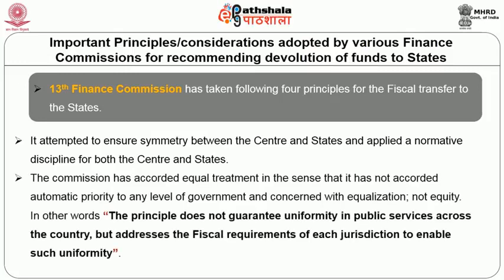The Commission has accorded equal treatment in the sense that it has not accorded automatic priority to any level of government and is concerned with equalization, not equity. In other words, the principle does not guarantee uniformity in public services across the country, but addresses the physical requirements of each jurisdiction to enable such uniformity.